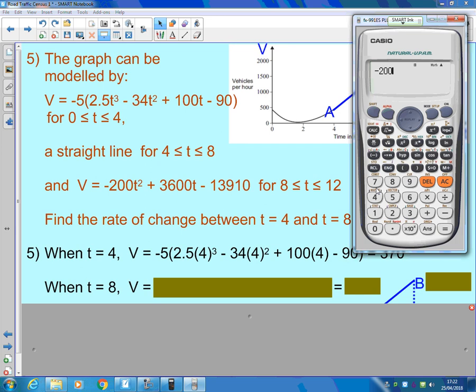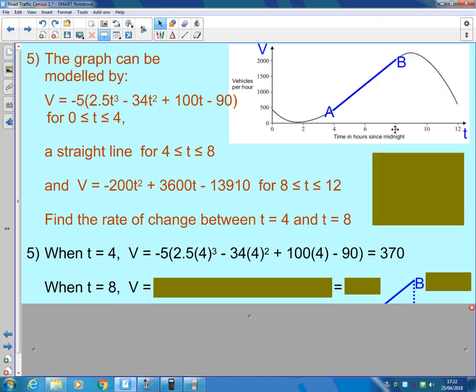Minus 200, let's see if this time I can do it correctly. X squared plus 3600x minus 13910. Now this time I'm going to check it properly, because last time I didn't. Minus 200x squared, good. Plus 3600x, good. Minus 13910, good. Calc, and I want calc 8 equals 2090.